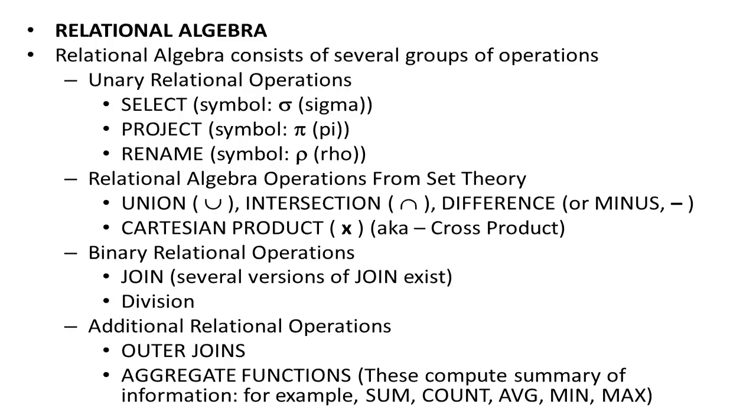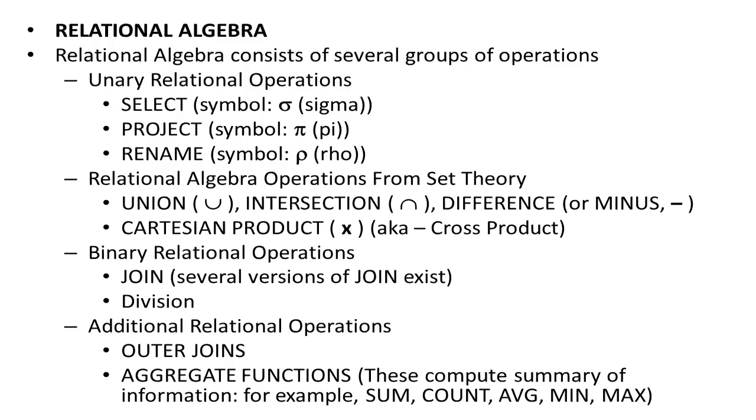Next, we are going to discuss relational algebra operations from set theory. In mathematics you would have studied set theory: A union B, B union C, A intersection C. Those set theory concepts we are going to apply here for database access. The operations we are going to study are union, intersection, difference, and Cartesian product, also called cross product.